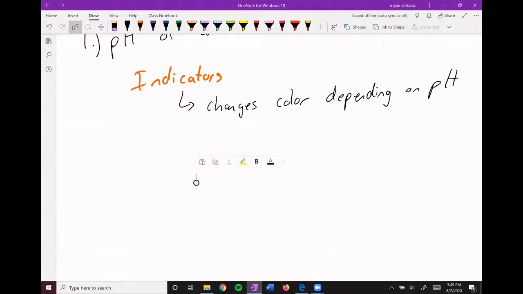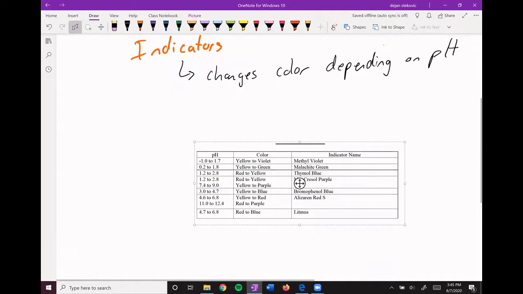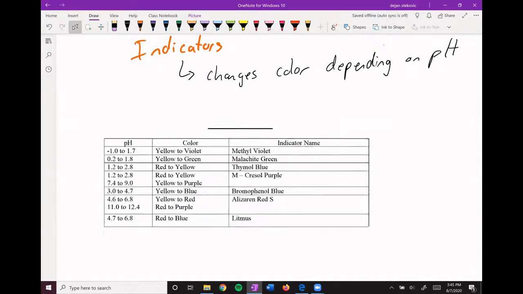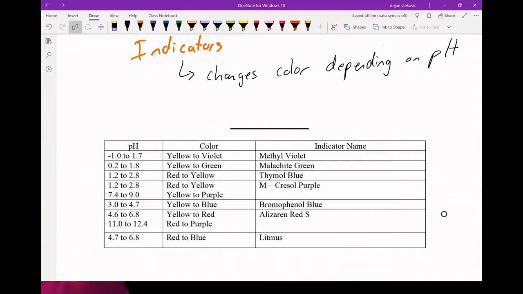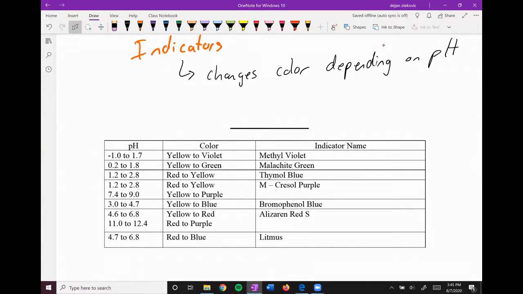So here's how we're going to do this. You can look in your lab manual and you'll see a table of indicators. You've got the indicator name on the far left and then the pH and the colors on the right. For example, this methyl violet one, you can see here it says yellow. This yellow corresponds to a pH of -1 or less. So if you have a pH of -1 or less, your solution will be yellow.